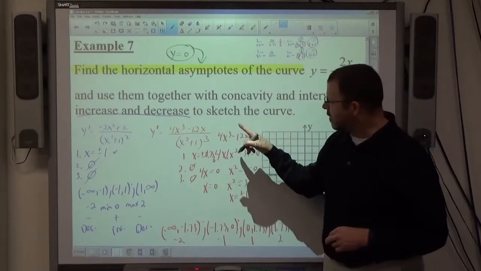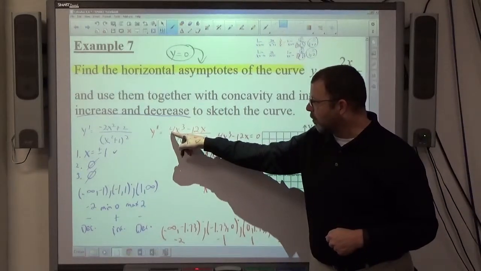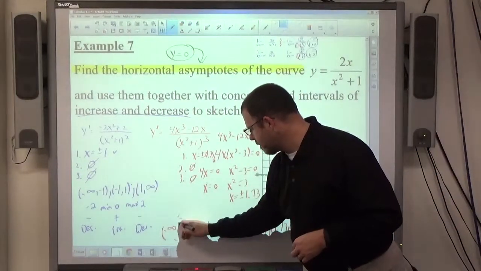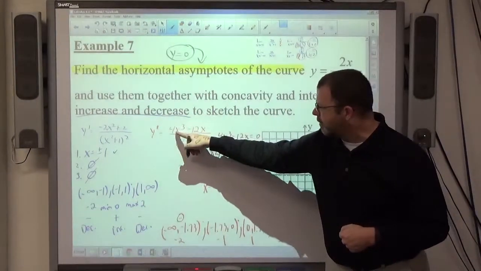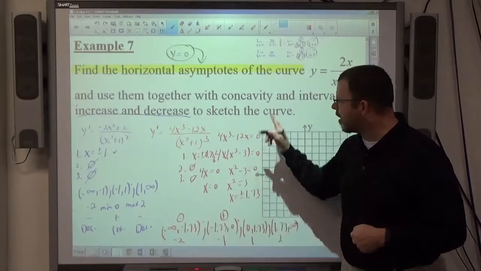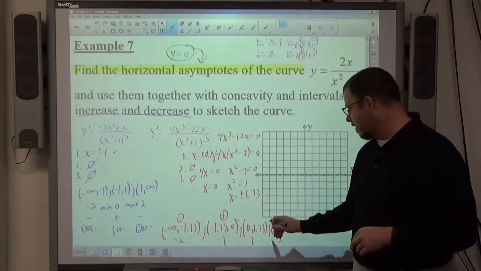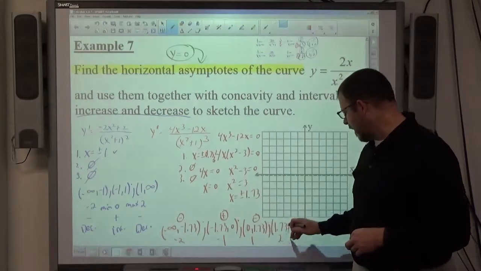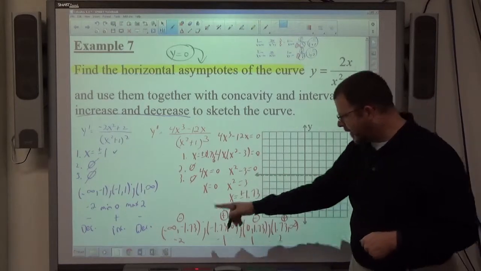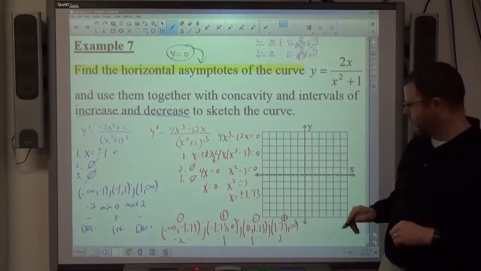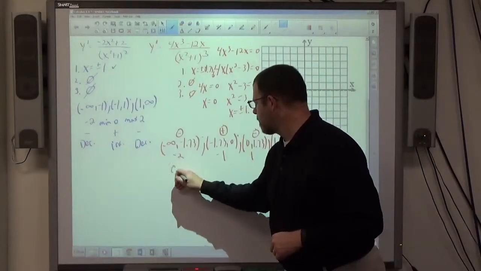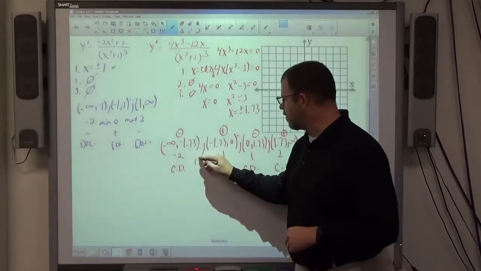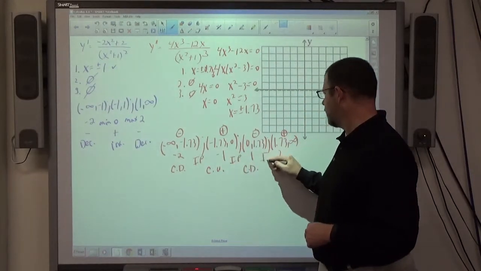If I put -2 in place of x, I'm going to get -8 times 4 is -32, plus 24 is negative something, right? -8 maybe? If I put -1 in, I'm going to get -4 plus 12 is +8. If I put +1 in, I'm going to get 4 minus 12 is -8. If I put 2 in, I'm going to get 8 times 4 is 32, minus 24 is +8. So it's concave down, concave up, concave down, concave up. And it's going to have an inflection point at those 3 numbers.